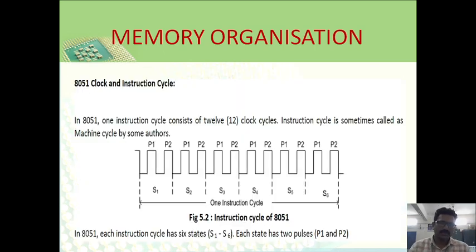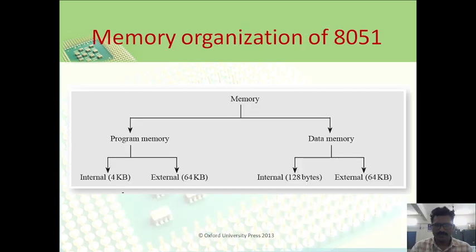Coming to the 8051 clock and instruction cycle. In the 8051, one instruction cycle consists of 12 clock cycles, and the instruction cycle is sometimes called a machine cycle by the authors. You can see here P1 to P12, that is P1, P2 up to 6 states, S1 to S6. So in the 8051, each instruction cycle has 6 states, S1 to S6. Each state has 2 pulses, P1 and P2.